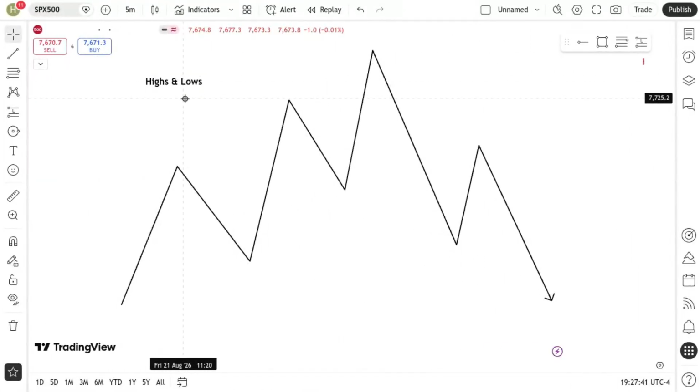Alright, so the first step to accurately understanding market structure is understanding what highs and lows are. These are the foundation of market structure. So I'm going to explain it as simple as possible and keep this very brief, but give you guys as much information as I can.